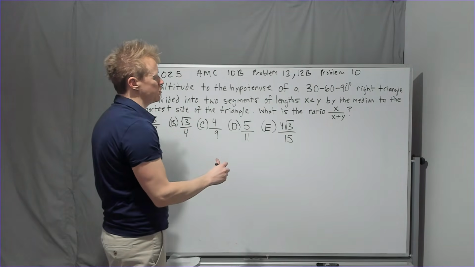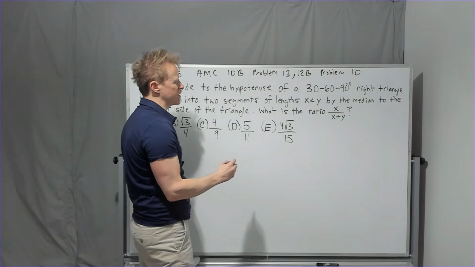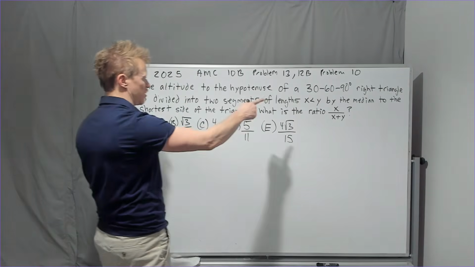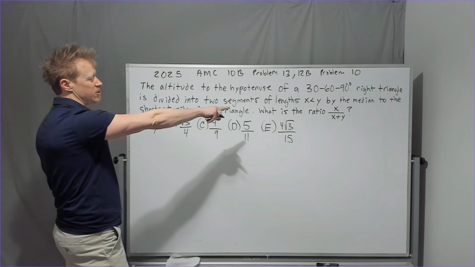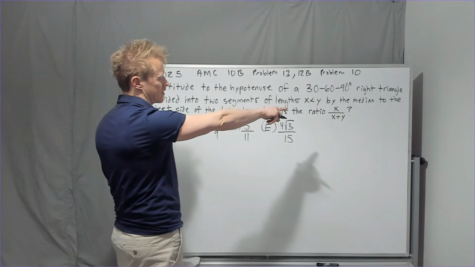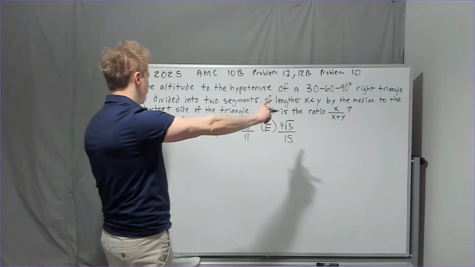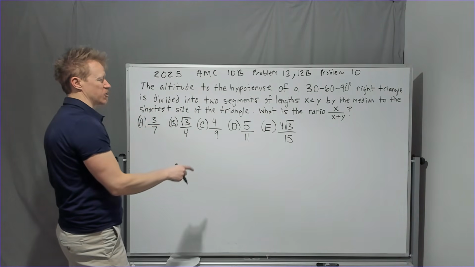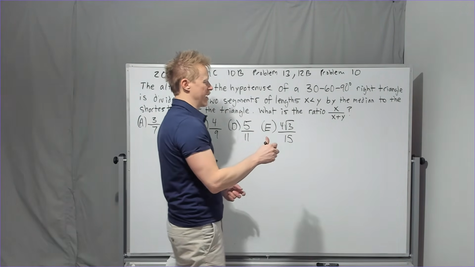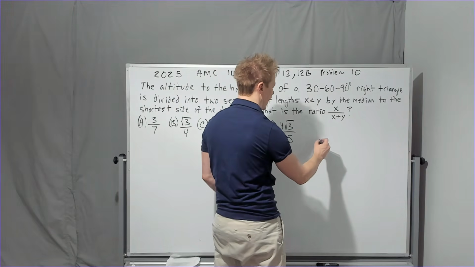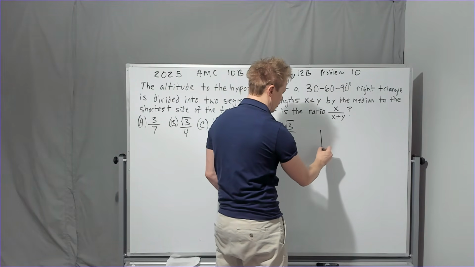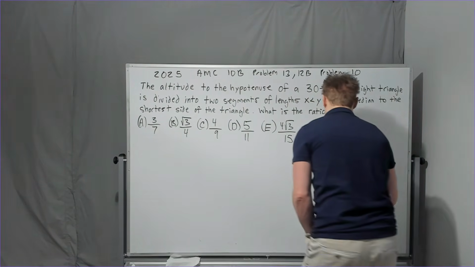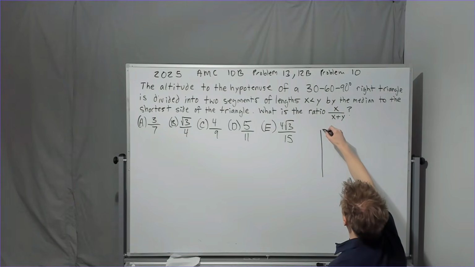The altitude to the hypotenuse of a 30, 60, 90 right triangle is divided into 2 segments of length x less than y by the median to the shortest side of the triangle. What is the ratio of x over x plus y? So what I'm going to do is draw, let's try to draw it straight on like this.